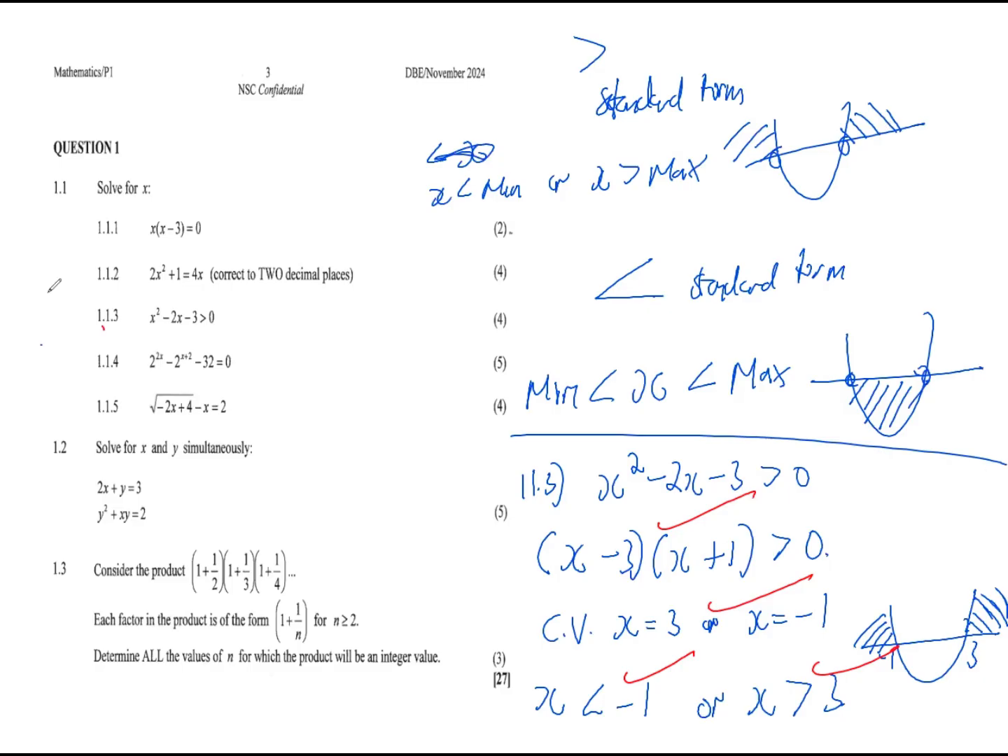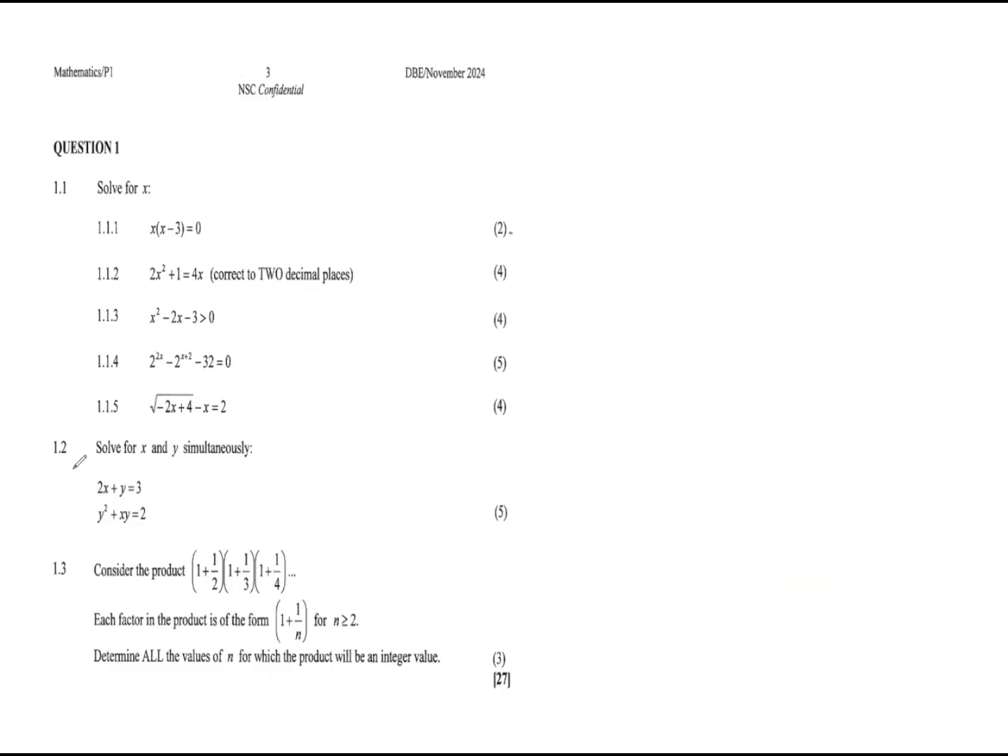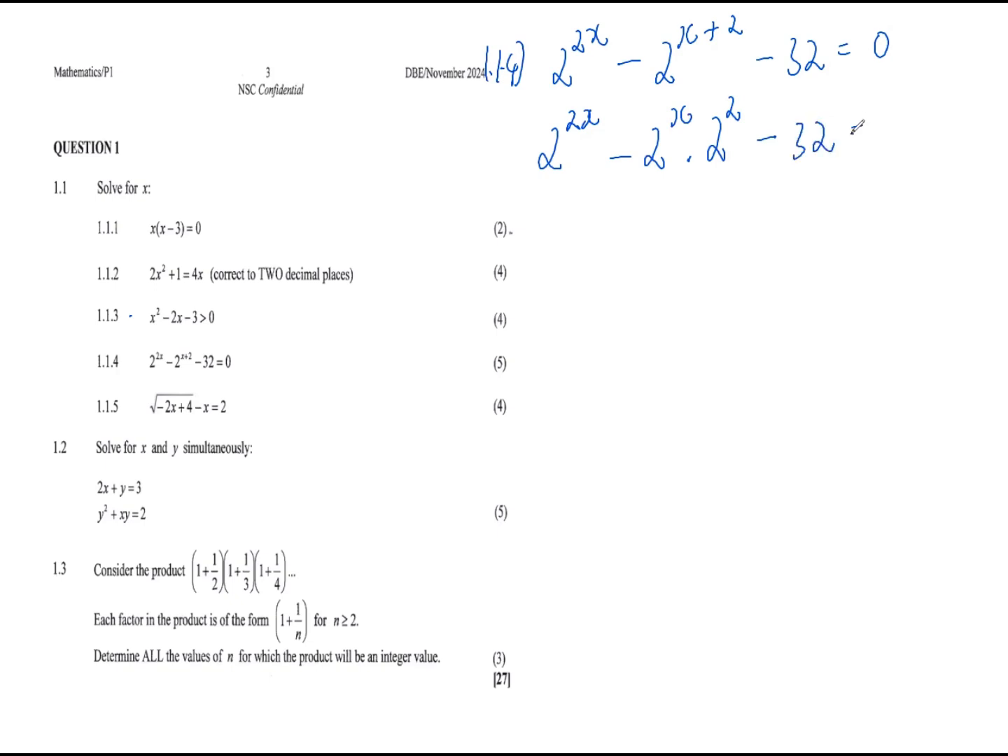Okay, so now we move to 1.1.4. So this is your exponential laws. So we have your 2 to the exponent of 2x, minus 2 to the exponent of x plus 2, and then minus 32 is equals to 0. Now we can choose to tackle it clean, or we can use the k method. Let's start with the first option where you just tackle it clean like that. So this is 2 to the exponent of 2x, and then this one will break down to 2 to the exponent of x, and then 2 to the exponent of 2, right? And then minus 32 is equals to 0.